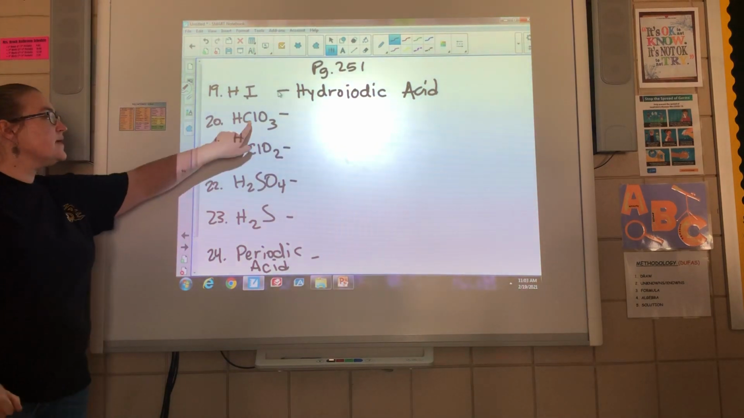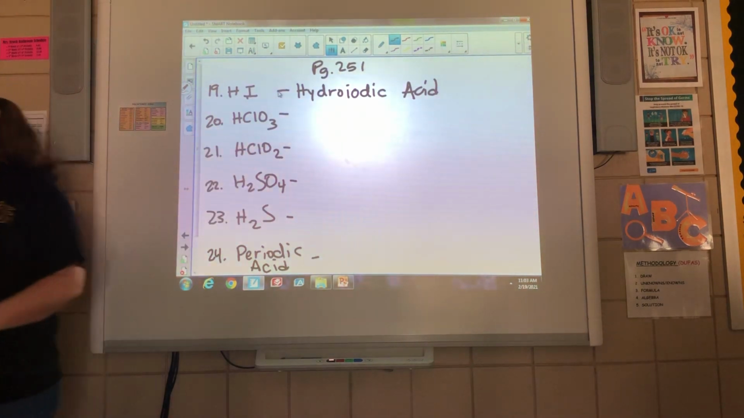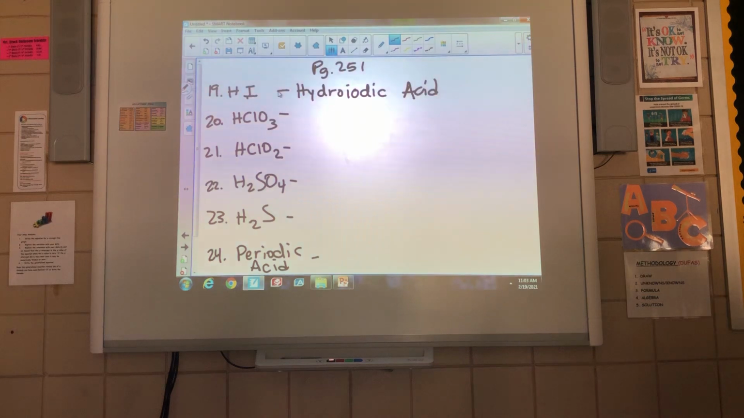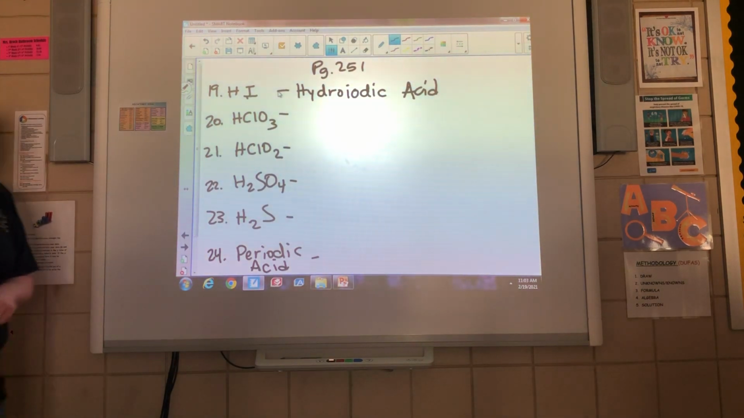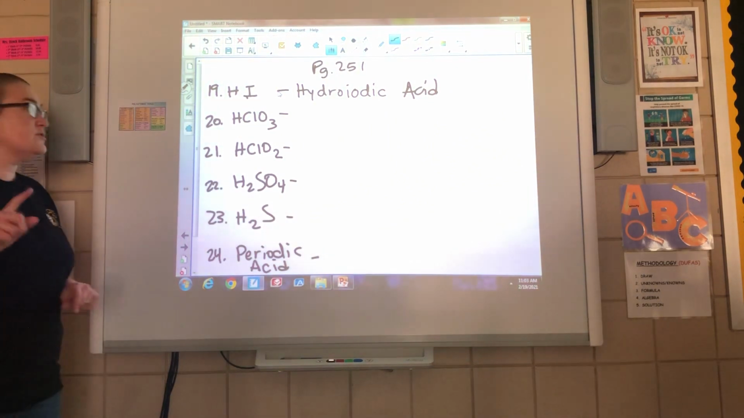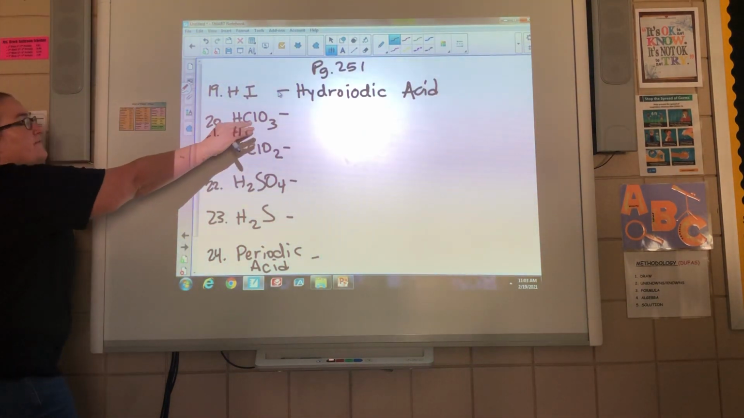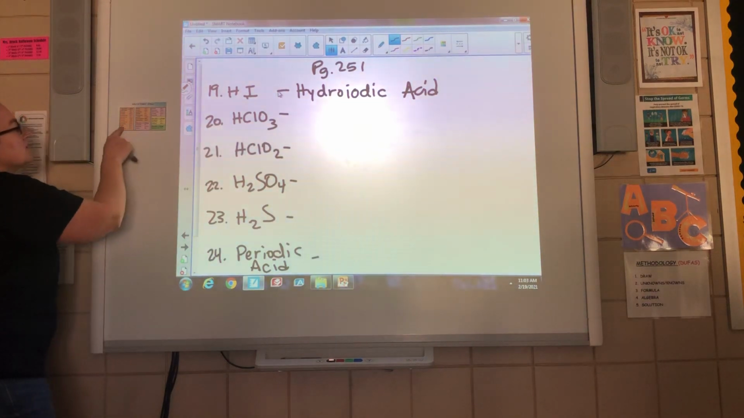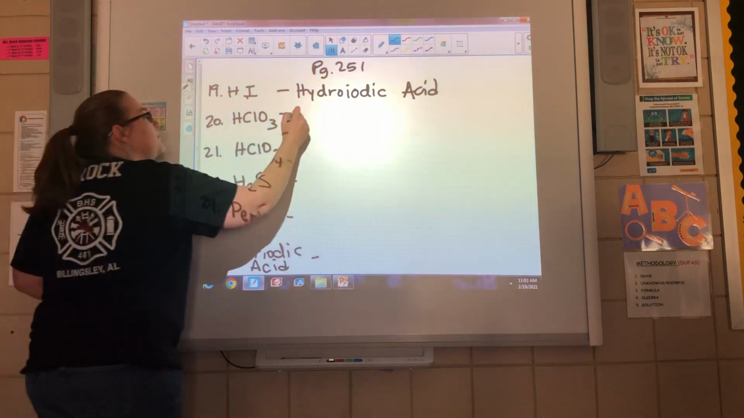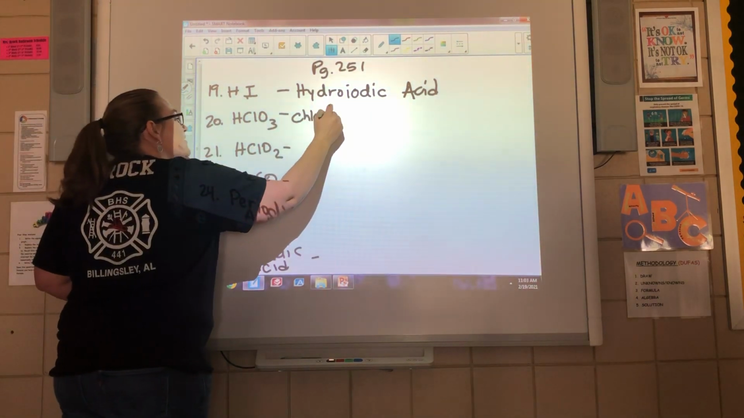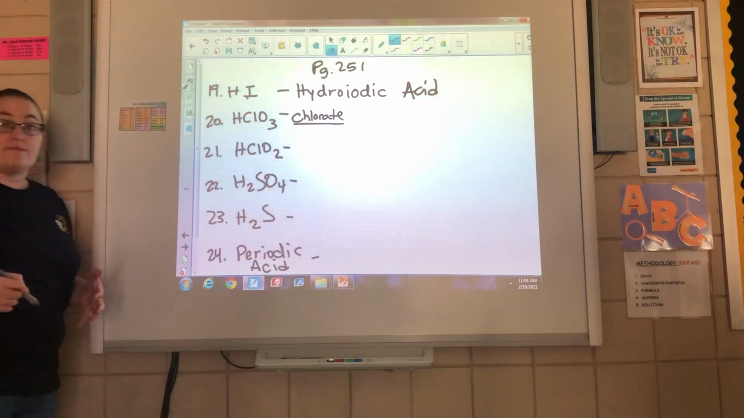Now, is this going to be a binary acid, or is that going to be an oxyacid? That one is going to be an oxyacid. So, am I going to have hydro at the front? No. It's an oxyacid, so there's no hydro at the front. If I have ClO3, I know I need to find that on my chart. So I find ClO3, and that is chlorate. Now, I'm not naming the acid, I'm just writing that for me to reference.